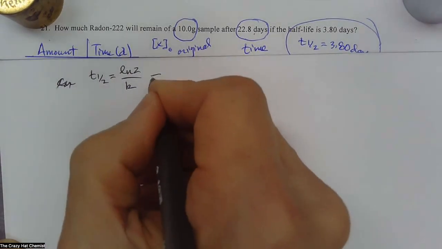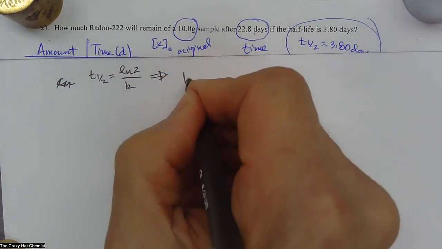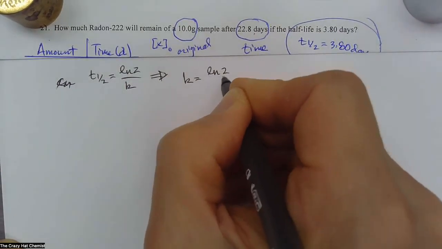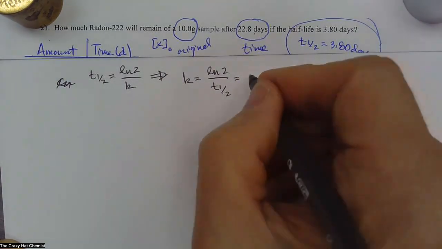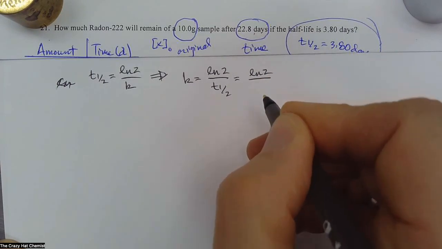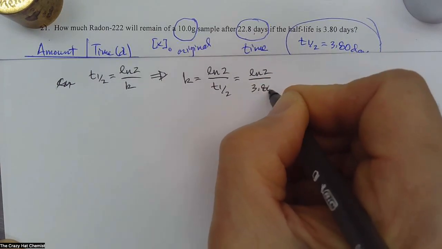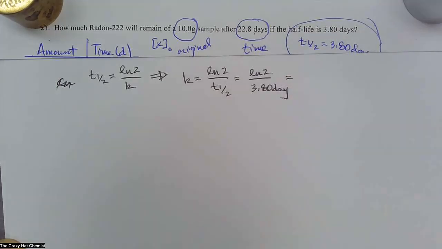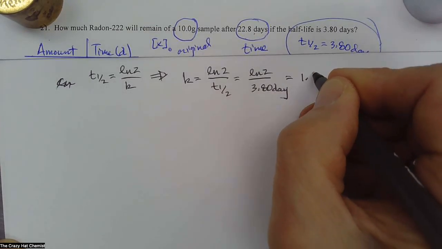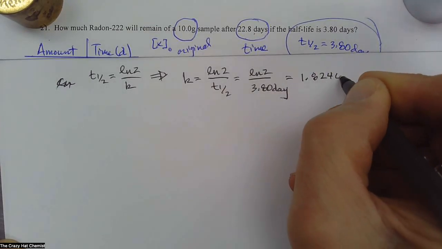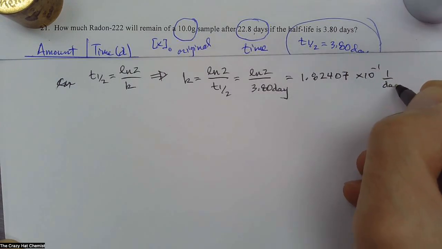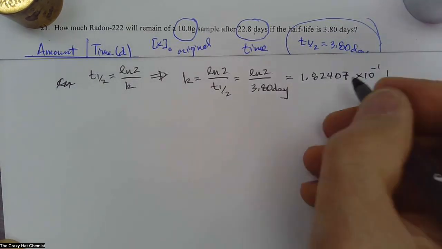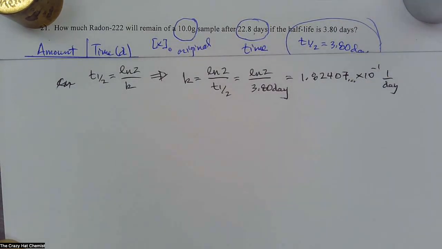So what we're going to do is rearrange this and solve for k. k is equal to natural log of 2 over t of 1/2. So we're going to plug this in: natural log of 2 over 3.80 days. And I'm going to write down a truncated version of this value here. It's 1.82407 times 10 to the negative 1 per day. There are more numbers after that 7, and we can get to that a little bit later.